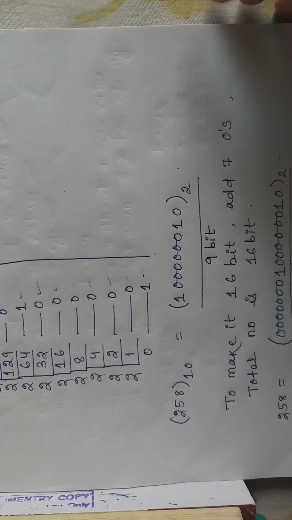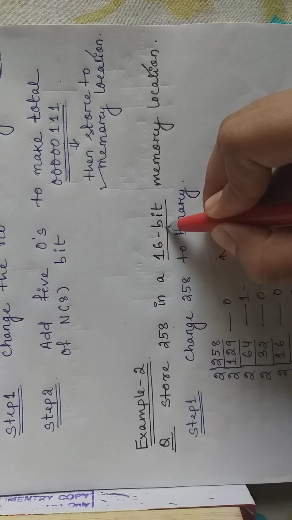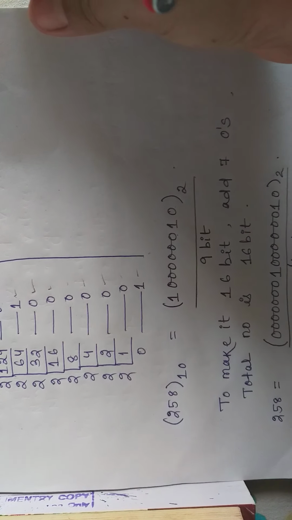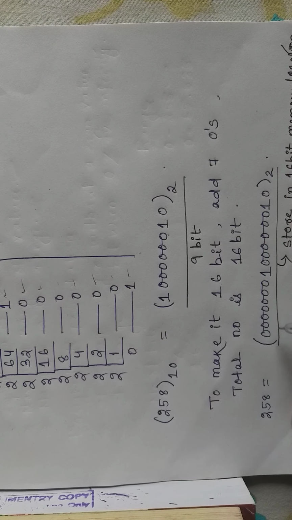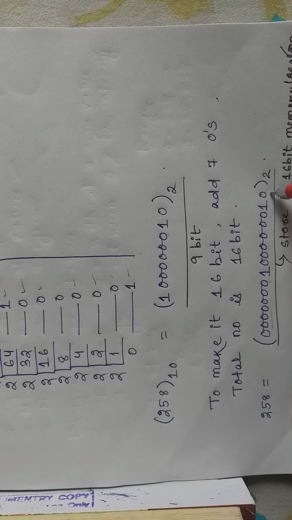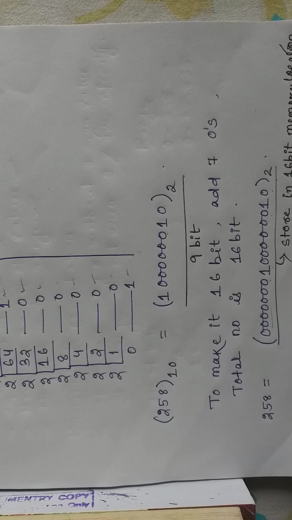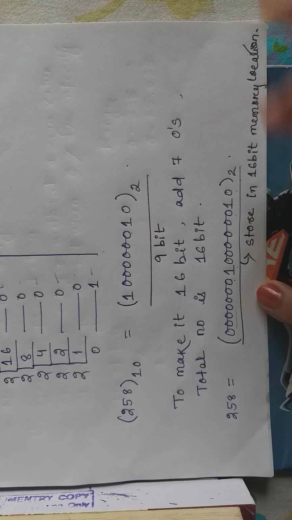Here it is 9-bit, but as per our question we require 16-bit, so we add 7 zeros. That means 7 zeros followed by 100000010, and now it is 16-bit and it will be stored in a 16-bit memory location.